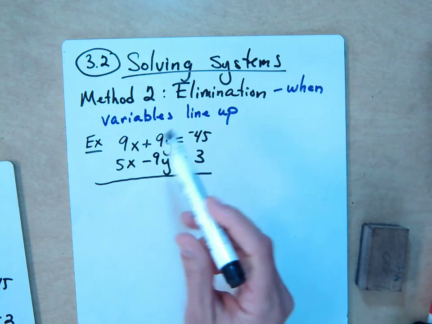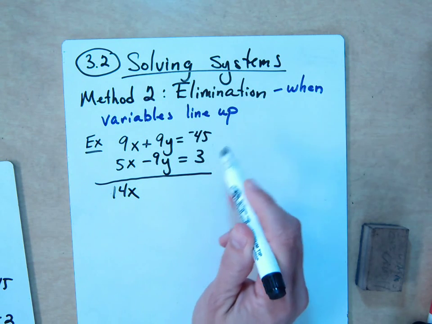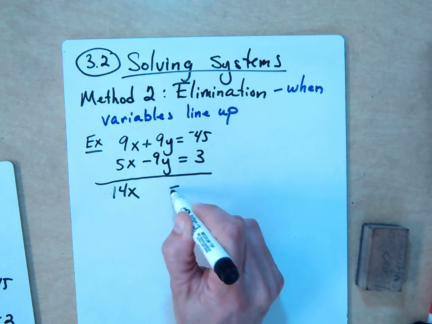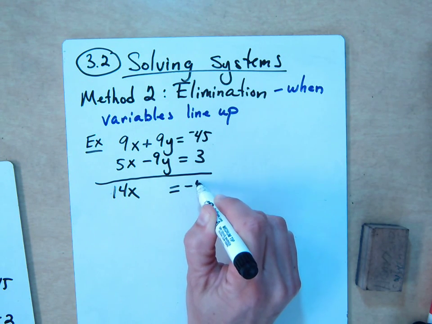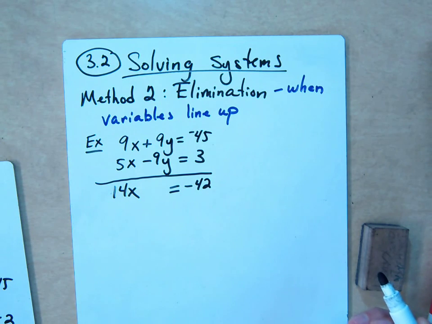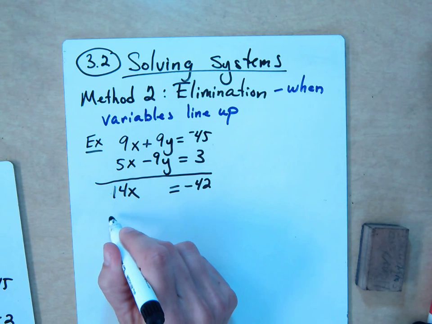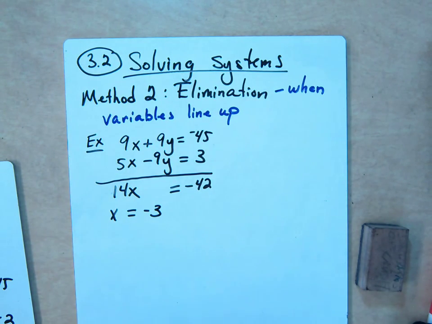So actually this is 9x plus 5x is 14x. You just simply add going straight down. 9y minus 9y is nothing, so it goes away. And negative 45 plus 3 is negative 42. And we're just one step away from solving for x. By dividing both sides by 14, you get x equals negative 3. So we're halfway there. Of course we need the y coordinate.